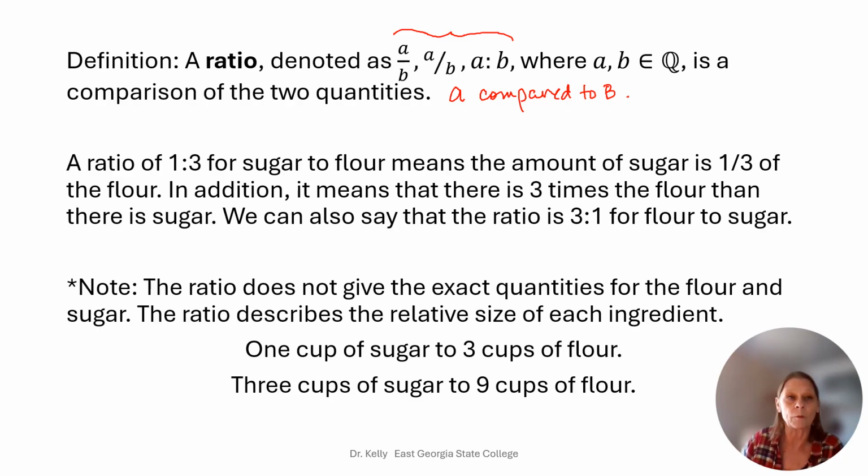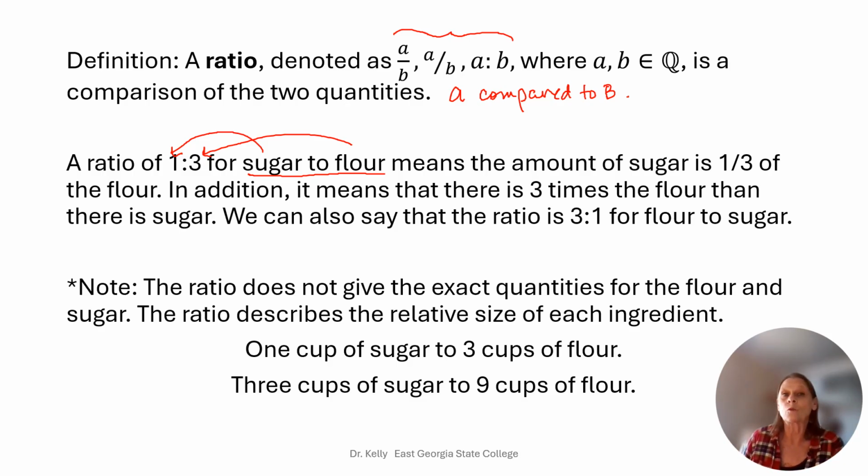And let me stop for a minute. Notice that this is the order in which the ratio is. That means the sugar is 1 and the flour is 3. These are always in the order which the description gives you. That means that the amount of sugar is 1/3 of the amount of flour, right? So if it takes 3 cups of flour to 1 cup of sugar, then sugar is 1/3 of the flour. It also means that there is 3 times the flour than there is sugar, as I just said.